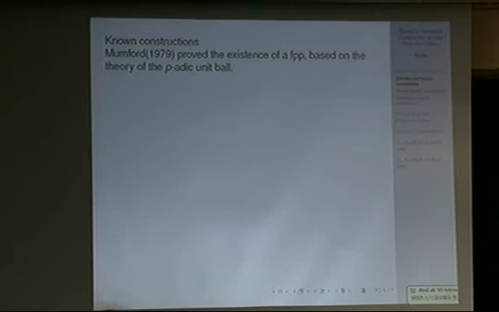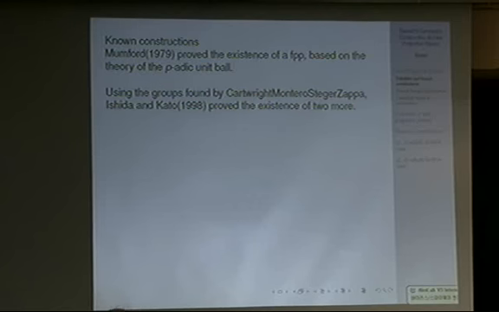And his proof is rather abstract, even from the algebraic geometry point of view, based on the theory of the p-adic unit ball. Actually the two-adic unit ball, p equals 2. So it is a singular surface over the two-adic field. And then there is some general theory: you can lift this two-adic construction to a surface over the complex number field. So it is a rather abstract existence theorem.